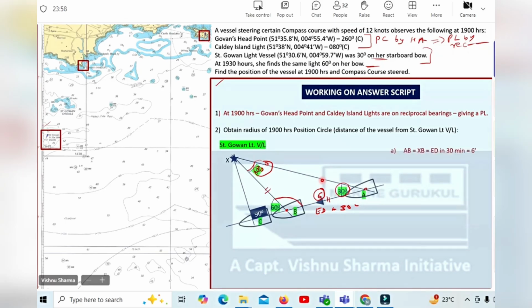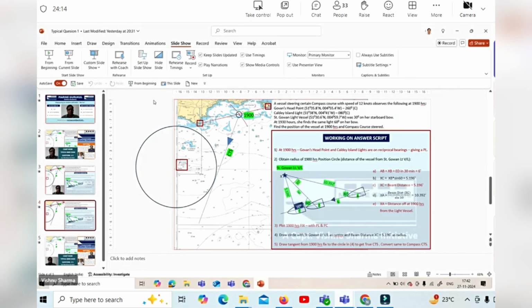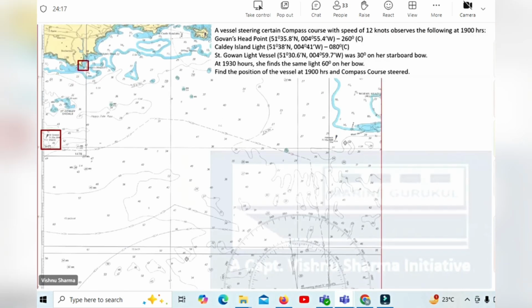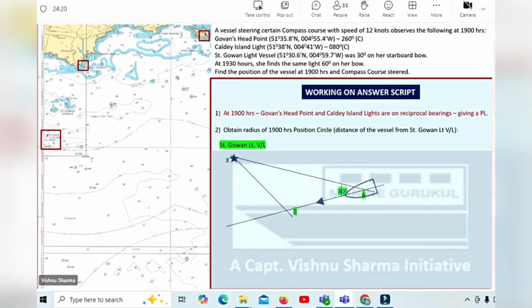So A to B will be 6 miles. And if A to B is 6 miles, then X to B will also be 6 miles. So this is how we'll first get this. Let me just clear it and show it to you again. Now, AB is 6 miles because that is the engine distance in 30 minutes. And XB will also be 6 miles because XBA is an isosceles triangle.